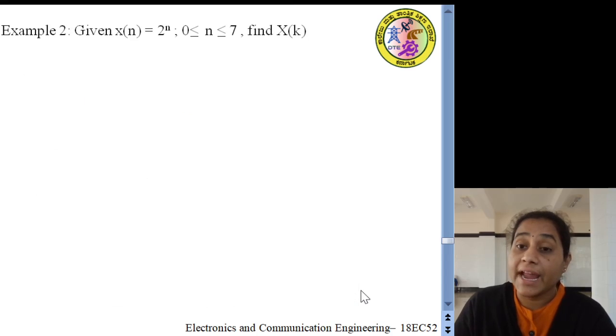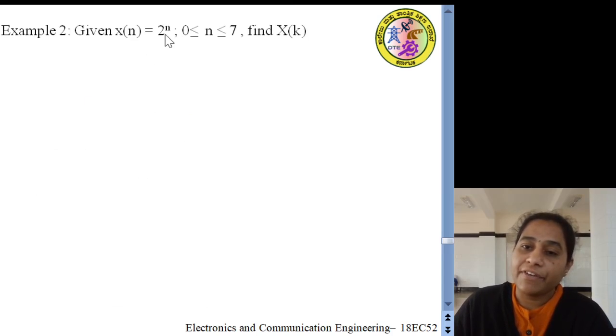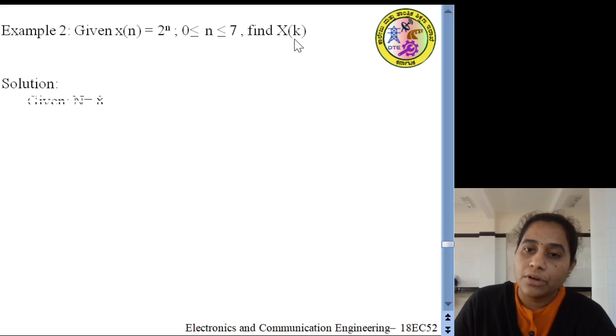Now let us consider finding the 8-point DFT. What they have given is x of n equal to 2 raised to n, where n varies from 0 to 7. So there are 8 values in this x of n, and we have to find the DFT x of k. So let us start.